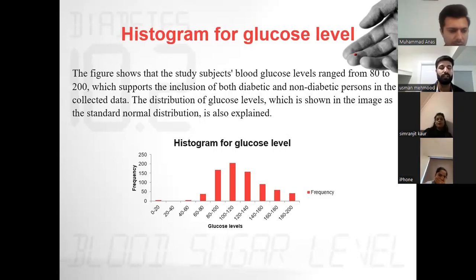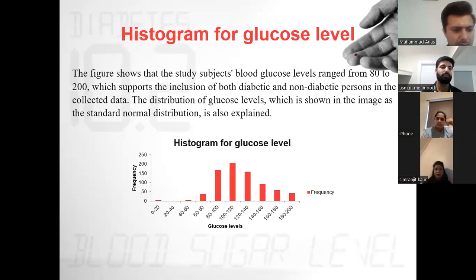Hello, my name is Usman, and in this slide we will discuss the histogram for glucose level. The blood glucose levels of the people who participated in the research varied from 80 to 200, which indicates that it was appropriate to include both diabetic and non-diabetic individuals in the data that was obtained. In addition, the distribution of glucose levels is shown in the graphic as a conventional normal distribution.